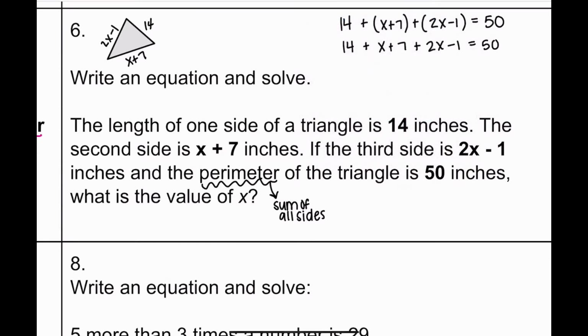On the left, let's see what we have. We have a 14, positive 7, minus 1. Then we have a positive x and a positive 2x. So we want to combine as much of this as possible. We can combine the two x's. We have x plus 2x, which is 3x. And then we have 14 plus 7, which is 21, minus 1, which is 20. And that all equals 50.